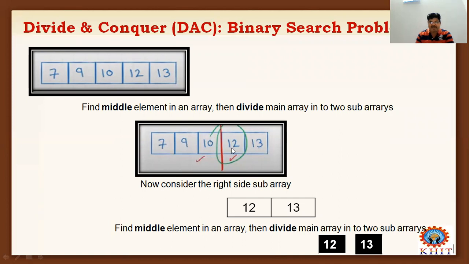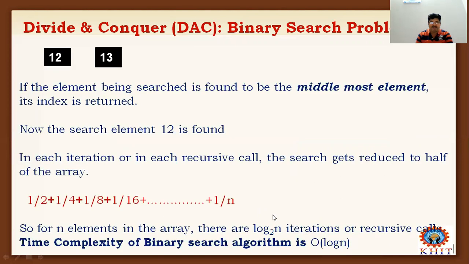Now we will get the array 12 and 13. So here the left element is 12, the right side element is 13, and the middle is left side plus right side by 2. So in this case, we will get 12 and 13.